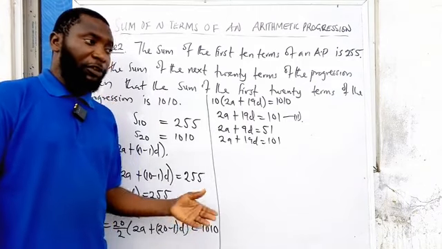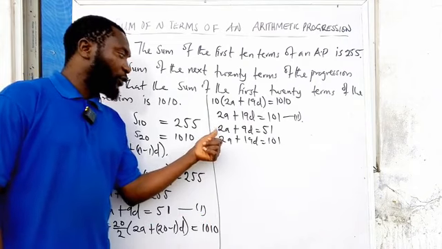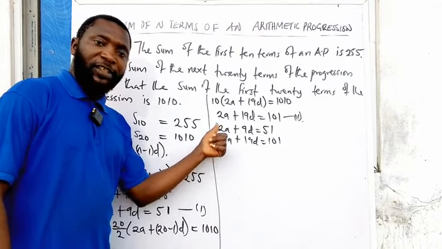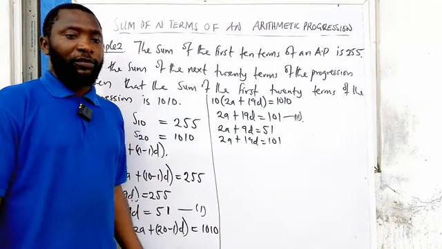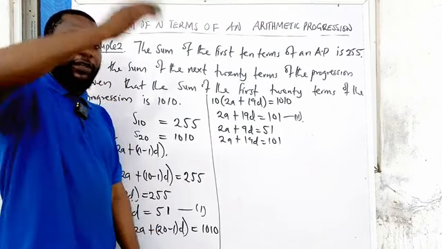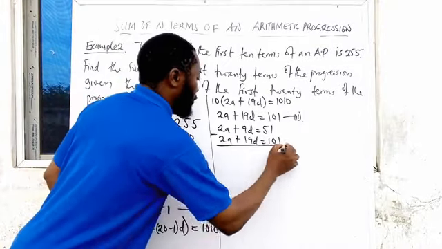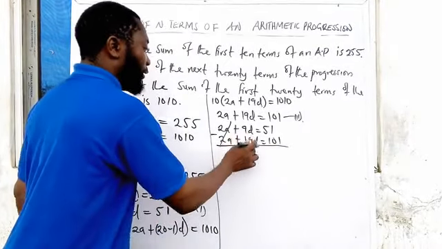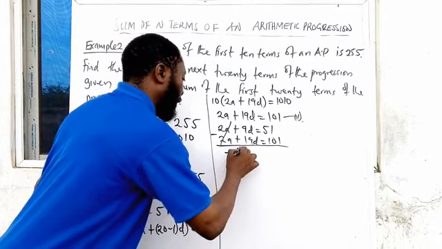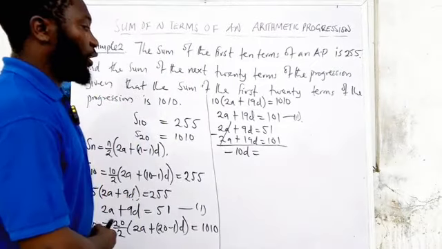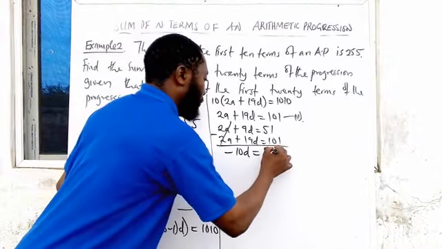Why suggest an elimination method? The reason is because the coefficients of a are already the same. So we can easily subtract it, find the difference of the two equations, and a will disappear. So now subtract this. So this is 0. 9 minus 19, that is negative 10d equals 51 minus 101, that is 50.